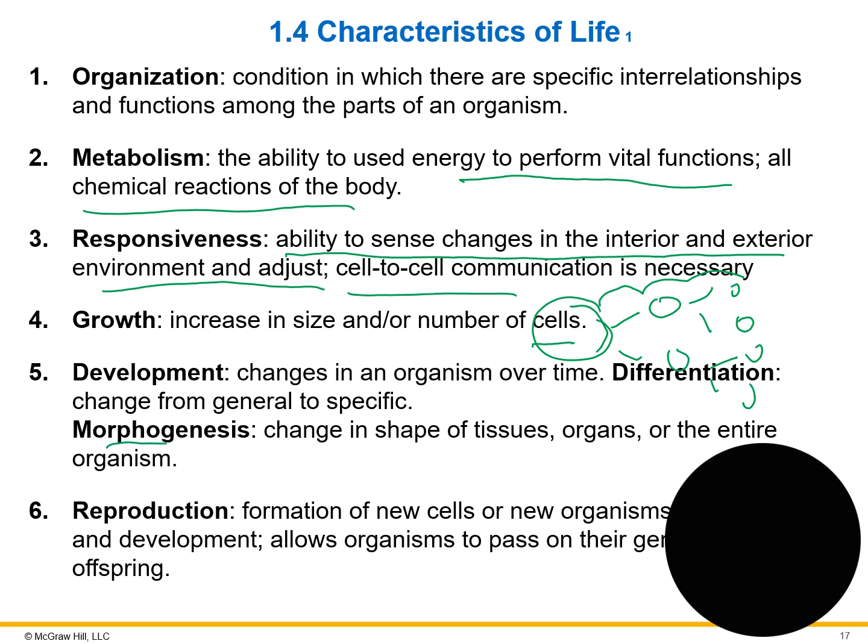Morphogenesis changes the shape of the tissues, organs, and the entire organism. Reproduction is one of the characteristics of life: the formation of new cells or new organisms. Like I said here, one cell becomes two, multiplies, and reproduces.